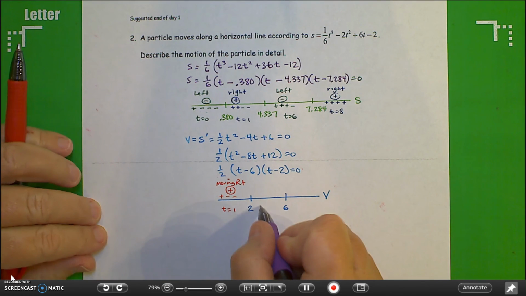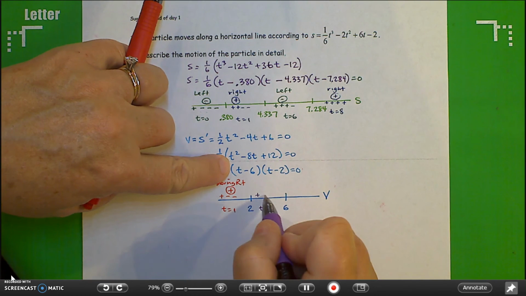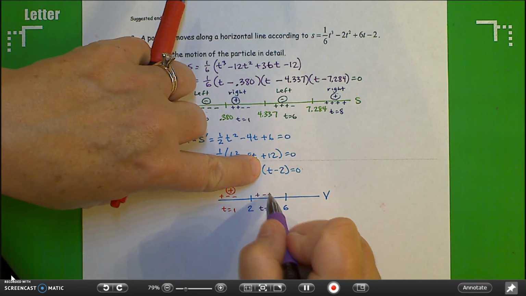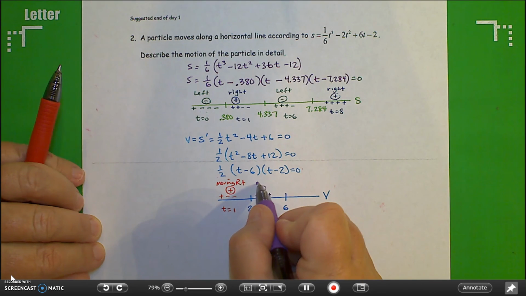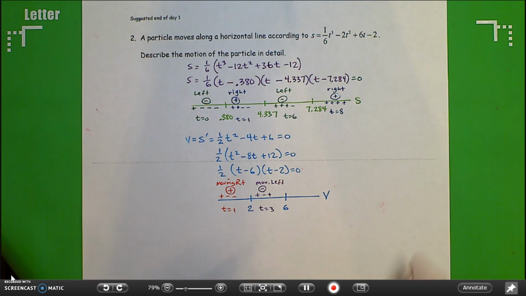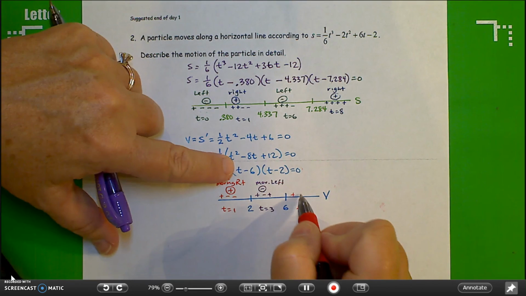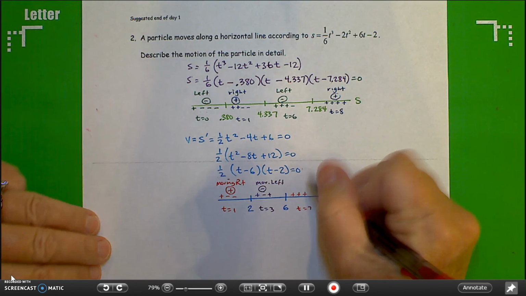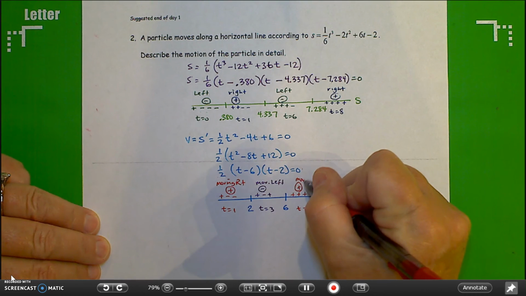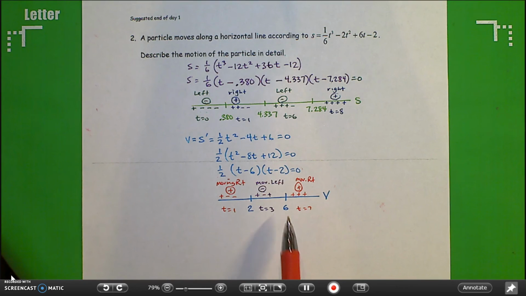In between 2 and 6, how about t equals 3? I got positive 1/2. I've got a negative binomial there. I've got a positive binomial there. Overall negative. Moving left. And bigger than 6, we'll go t equals 7. Positive 1/2. Positive binomial. Positive binomial. Overall positive. Moving right. So 2 places where the velocity is 0, and also 2 places where it's changing direction.